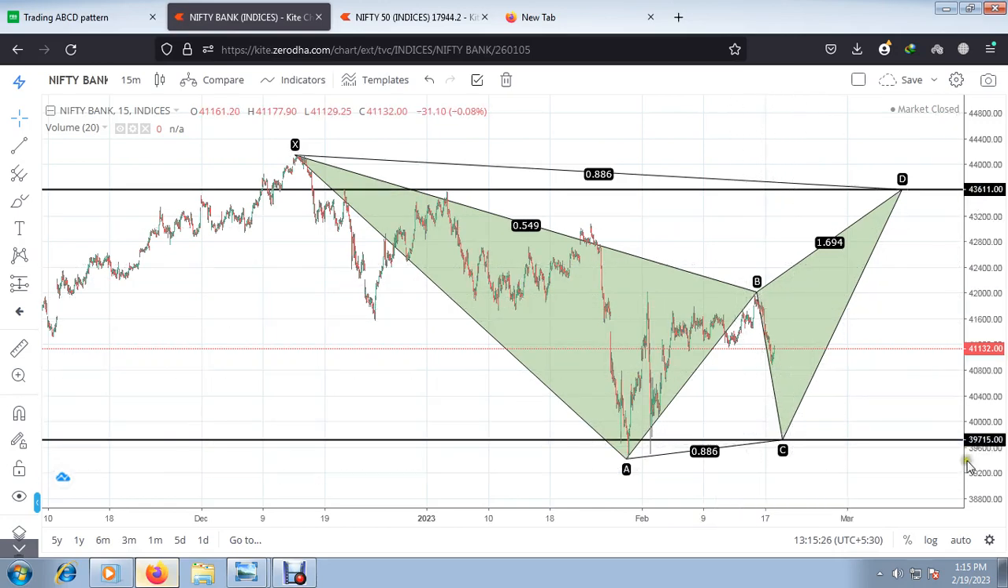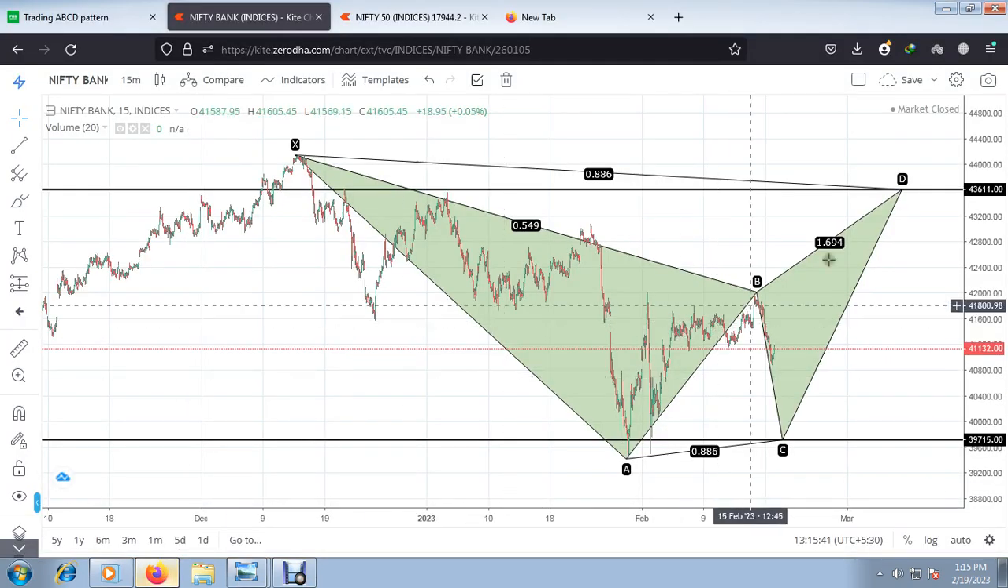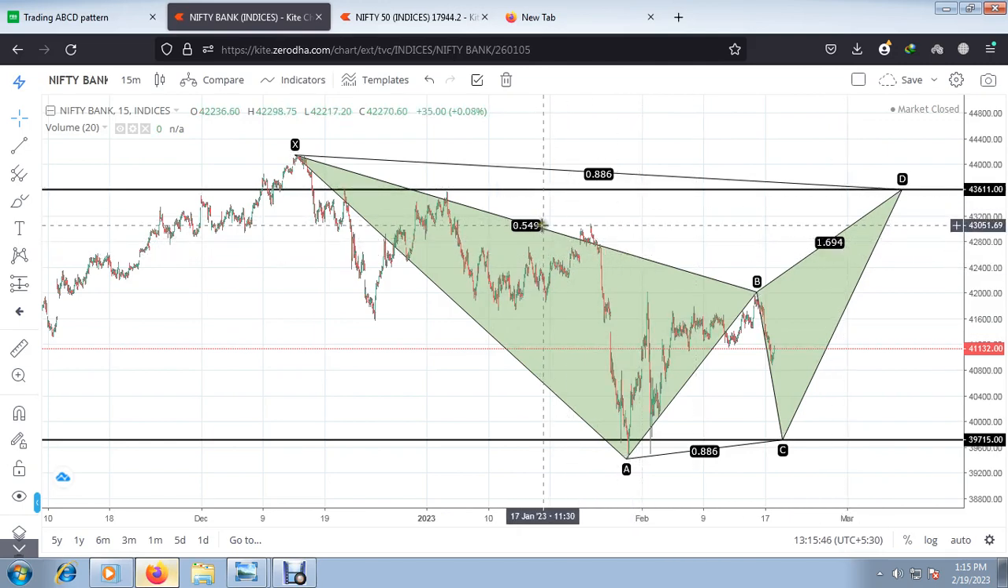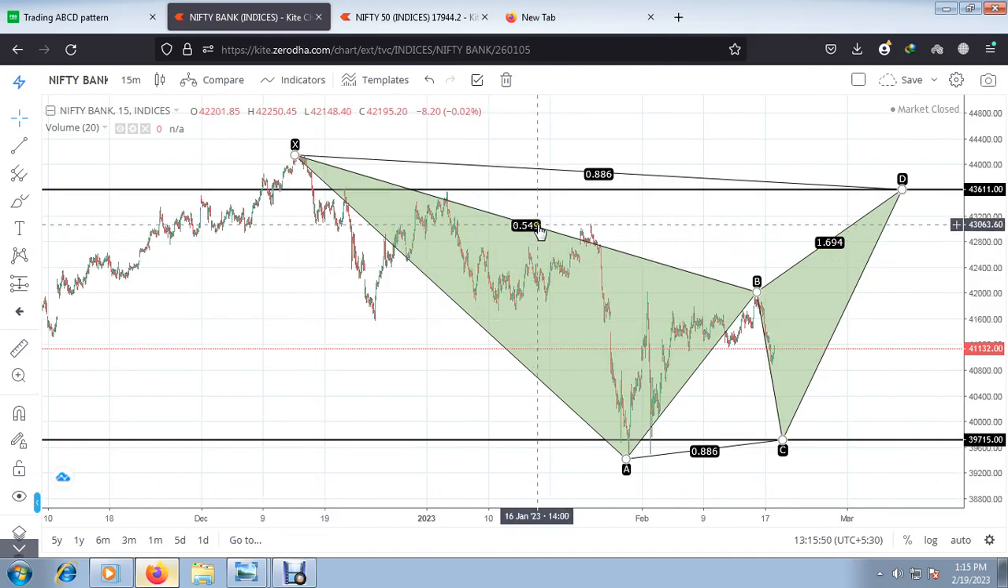So we have to take this target 39,715 for Bank Nifty, and this length also we have to check. C to D it is going up now, so it can be from 1.161, I mean 1.618 to 2.618. So how much is it showing here? It is showing 1.694, so it is valid. So all these values should be equal and close to the values which are already marked in this chart, then we can say that it is a valid harmonic pattern.